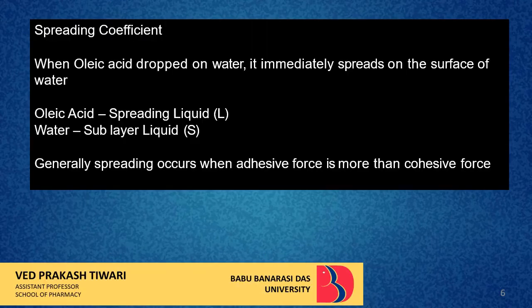Now the next point is spreading coefficient. This is a very important point. When oleic acid is dropped on water, it immediately spreads on the surface of the water. Oleic acid is the spreading liquid, denoted by L, and water is the sublayer liquid, denoted by S. Generally, spreading occurs when adhesive force is more than cohesive force. When a drop of oleic acid is placed on the surface of the water, it will spread as a film. If the spreading is spontaneous, the surface free energy of the system is reduced.